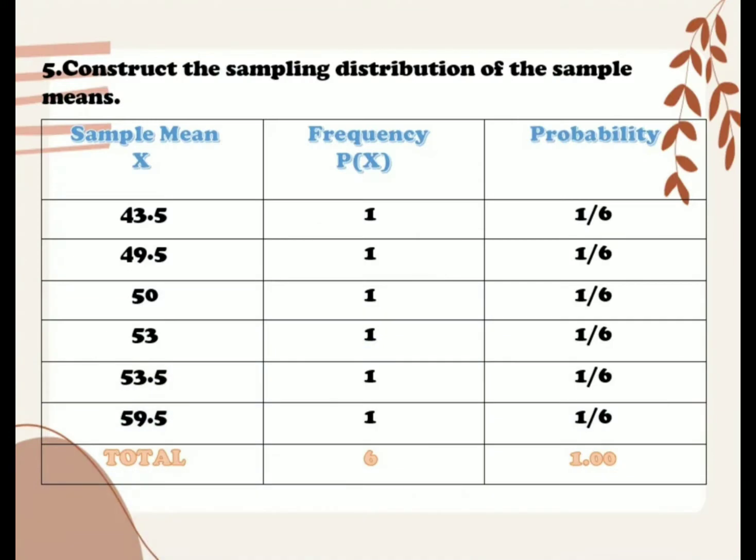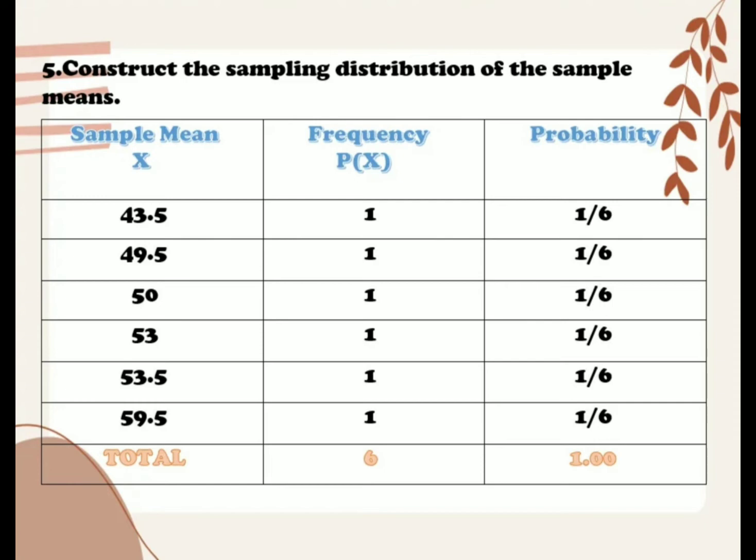Step 5. Construct the sampling distribution of the sample means. This table is called a sampling distribution of the sample means. In the first column is the sample mean followed by the frequency and probability.